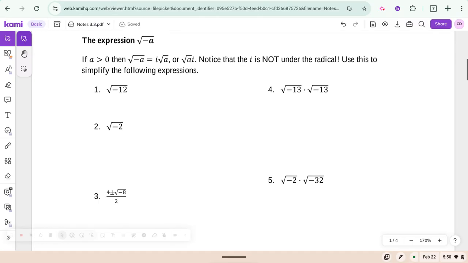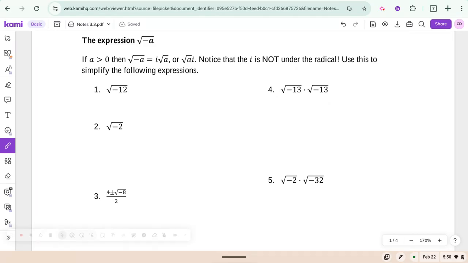So when you have an expression where you're taking the square root of a negative number, like the square root of negative 25, and if a is positive, then of course negative a is negative, you simply introduce i, and that takes care of the square root of the negative part. Now, when you take the square root of negative 1 and it becomes i, it is not under the radical sign. So let's use this knowledge to simplify these expressions.